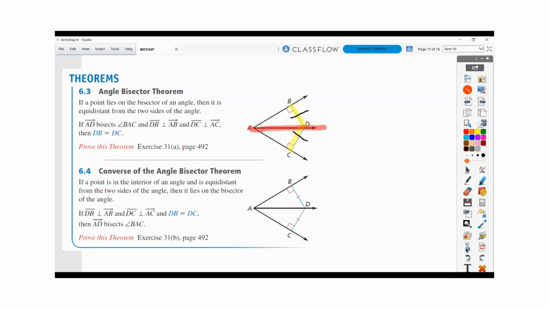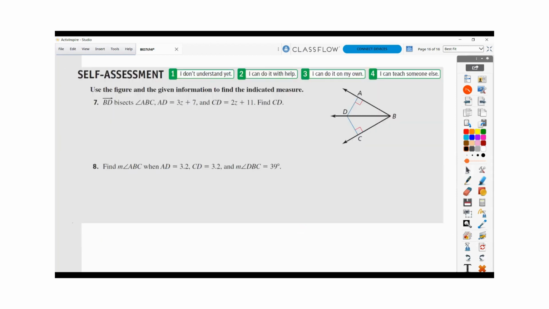Okay, the converse is also true. If you have a point that you suspect is on the angle bisector, and you see that it is equidistant from the sides, then it is on the angle bisector. So with that in mind, let's go to some examples here. And these examples are in your book on page 488.